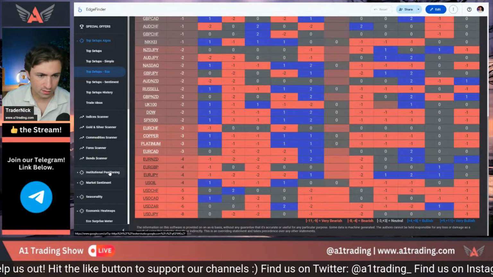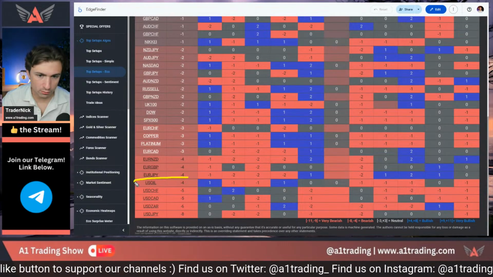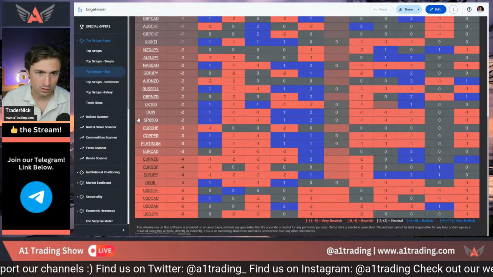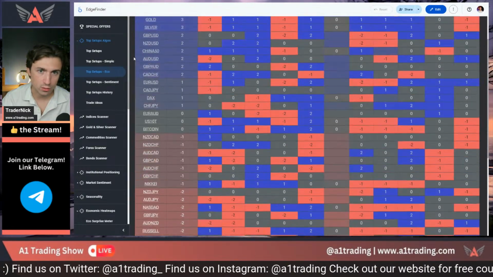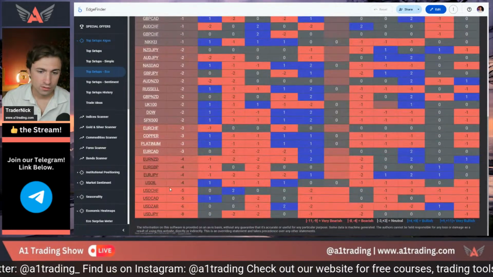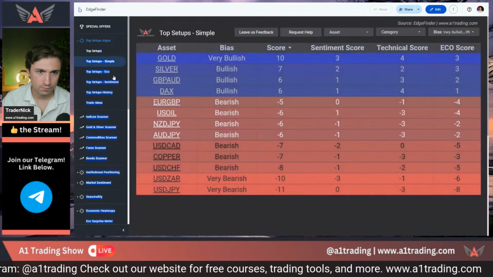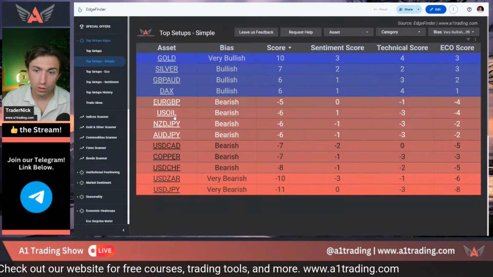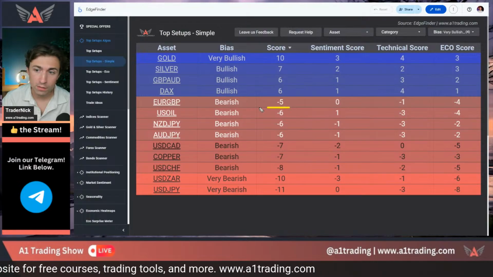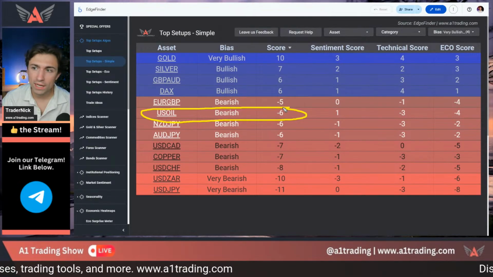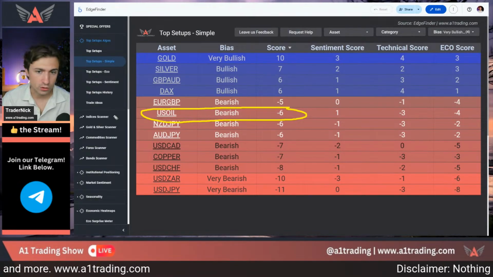Oil prices, if you're looking at economic data only, which is what I just pulled up, the Top Setups economic data only tab, oil is getting a pretty weak score. Is it a top setup right now on the simplified view? Oh, it is. US oil is a bearish reading. Okay, so if you get a pullback in oil, that's probably a short for me.